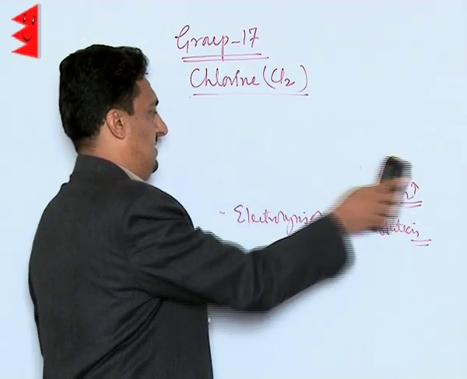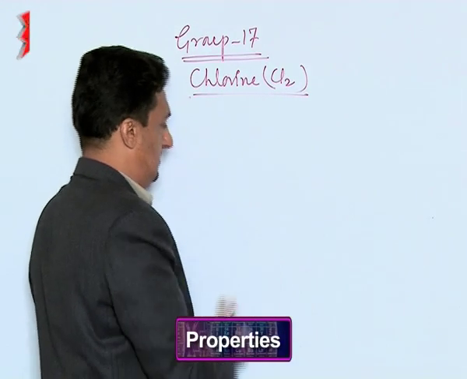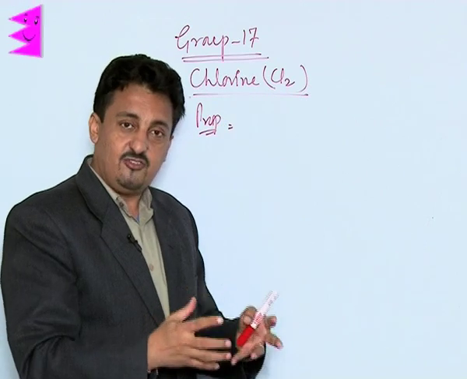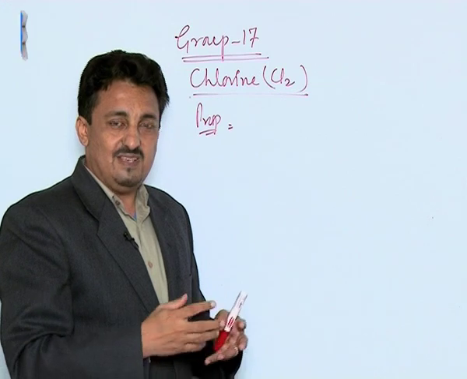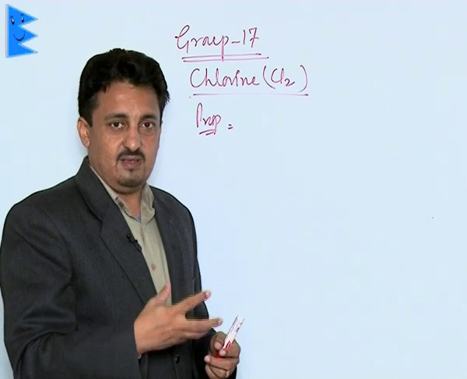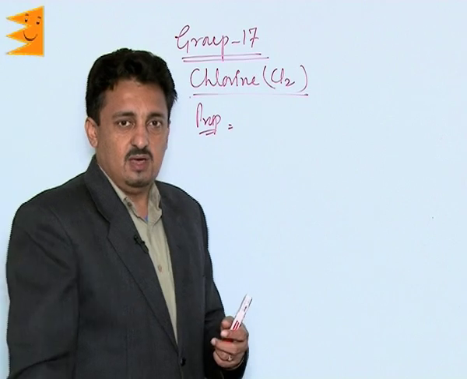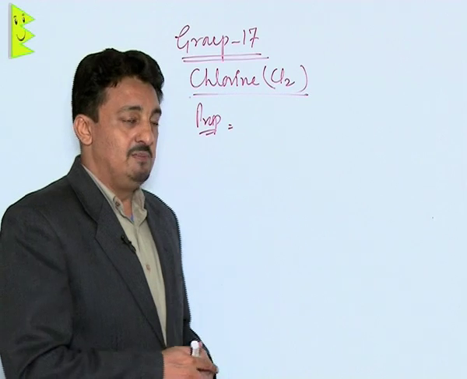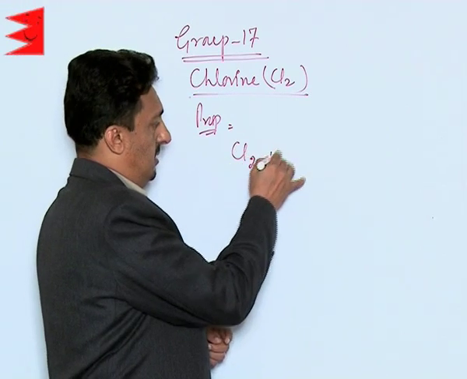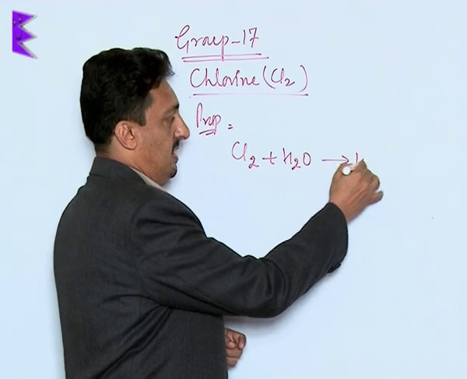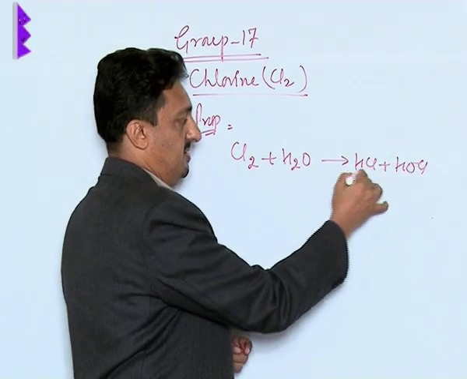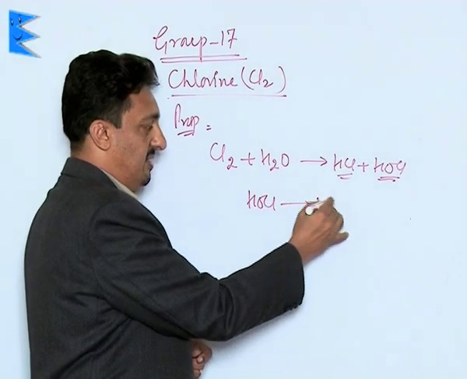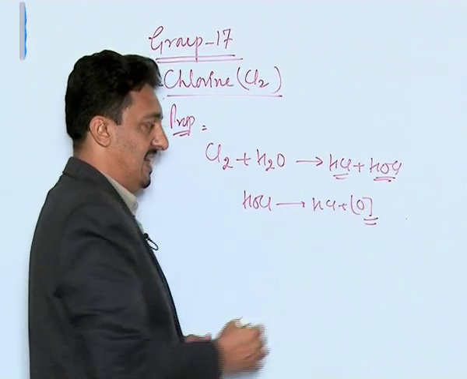Now let us discuss its properties. Remember, it's a greenish yellow gas, which is basically odorless, but when inhaled, it gives a pungent uncomfortableness. It is highly soluble in water, and when passed through water, it shows a disproportionation reaction and forms HCl and hypochlorous acid. This hypochlorous acid then further decomposes to give HCl and nascent oxygen.